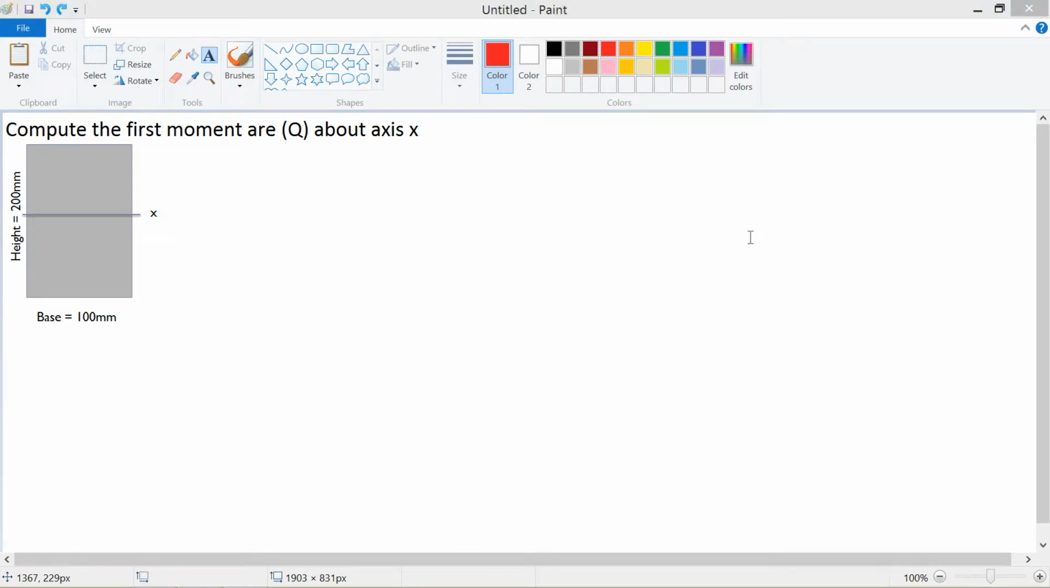Okay, so now we're going to do an example where we learn more about Q. Q is needed to solve the shear stress of a beam in bending. And here's the first example, which asks: compute the first moment of area, which is Q, about the x-axis of this shape that has a base of 100 and a height of 200.